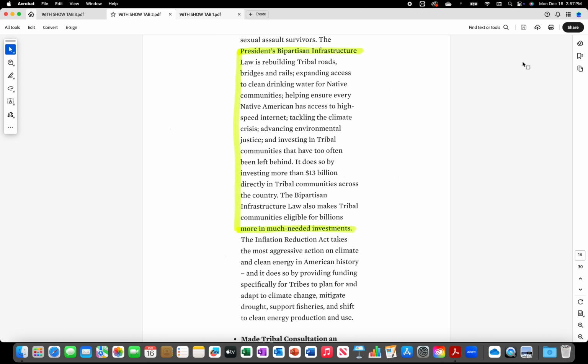President's bipartisan infrastructure laws rebuilding tribal roads, bridges, and rails, expanding.